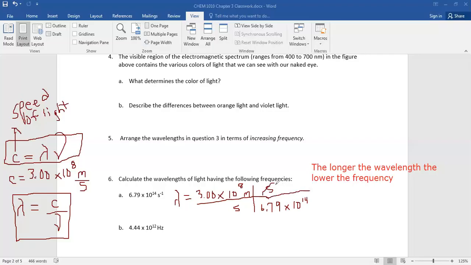The seconds cancel. You do the math, 3 times 10 to the 8th, divided by 6.79 times 10 to the 14th. You'll get 4.42 times 10 to the negative 7, and the units are meters.